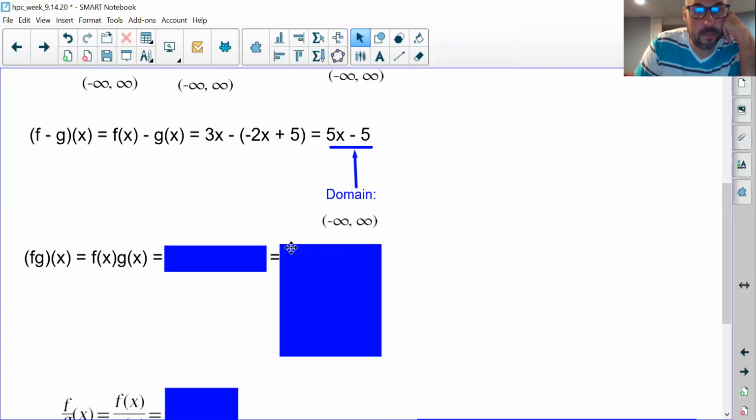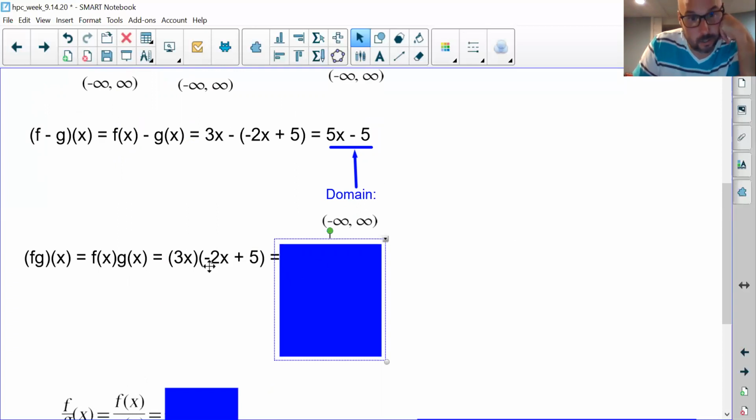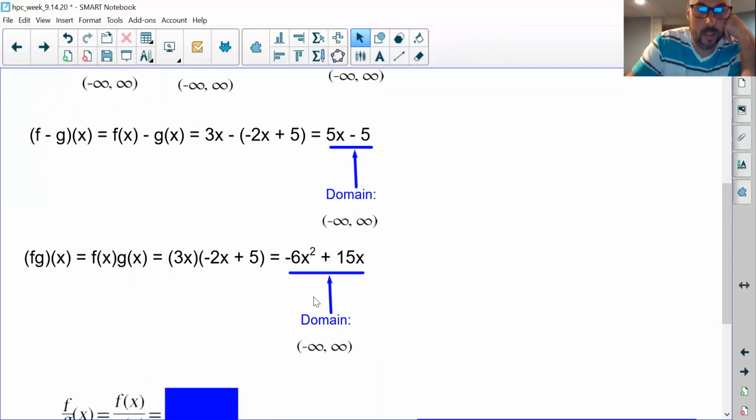F times g, well, we know how to multiply. Just f of x, 3x, times g of x. And now here you distribute, because here you were combining addition with multiplication. So you distribute 3x times negative 2x, 3x times 5, which gets you negative 6x squared plus 15x. Again, the domain is all real because it came from two functions where the domain was all real.